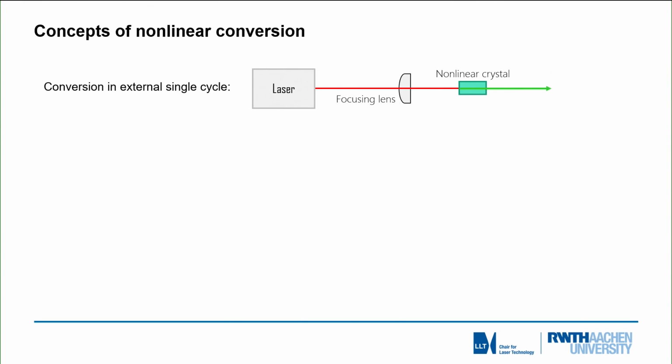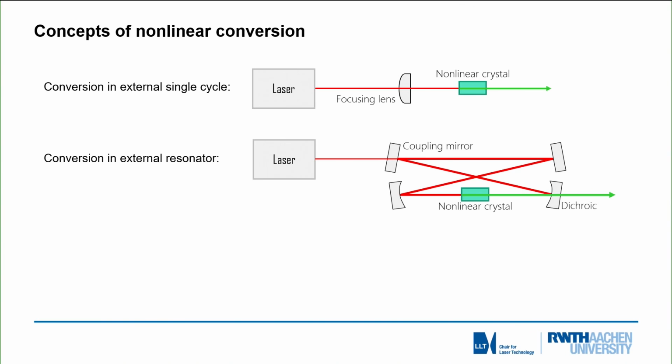Some concepts on nonlinear conversion. In the first case, it's very easy. We have a laser. We have a focusing lens in order to get enough intensity for the nonlinear effects to be stimulated in this nonlinear crystal, and we get an extra cavity conversion to, in this case, green light. We also could use this crystal intracavity. So we use a dichroic outcoupling mirror. We have a pumping cavity, the nonlinear crystal, and we take out only the converted light, which immediately indicates from intuition that we will have a higher conversion efficiency.